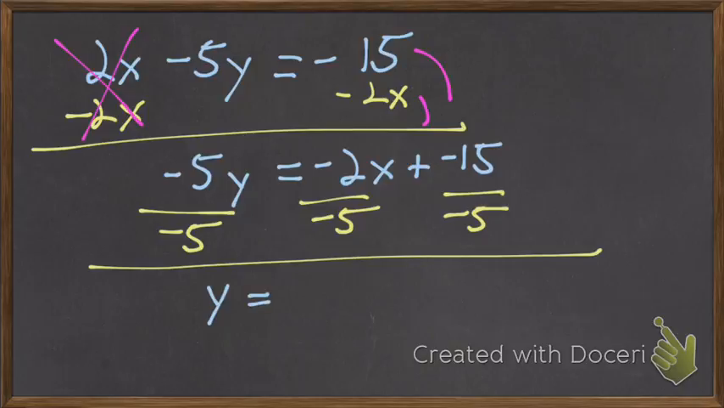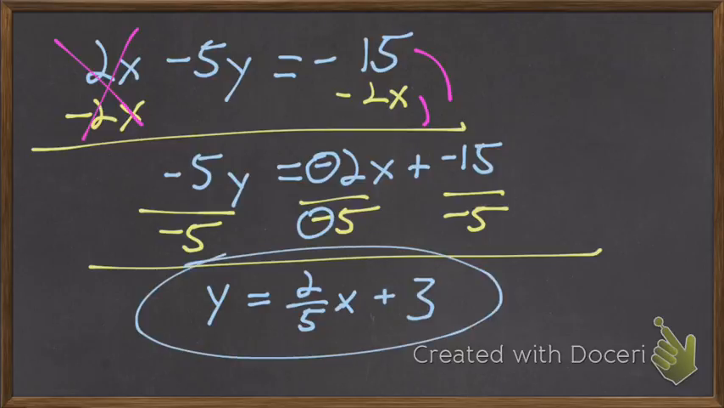y equals, if we have a negative on the top and the bottom, it becomes positive. So that's just 2/5 x, and then that would be a positive 3. And we're done. This is changing standard form into slope-intercept form. We're changing equations that are not already y equals mx plus b into y equals mx plus b.